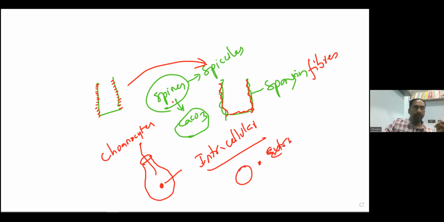Sexes are united. Fertilization is internal. Development is indirect. And in some, asexual reproduction occurs by fragmentation. Examples: Sycon, Euspongia, and Spongilla. So this is about Porifera.